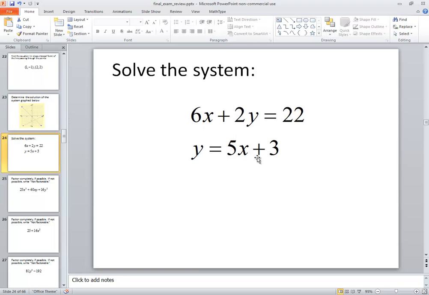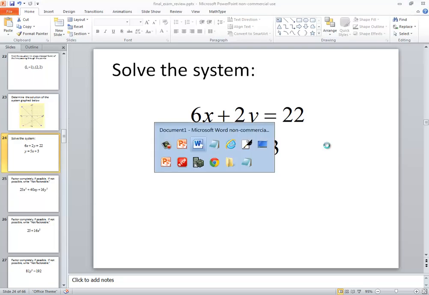Now why did I choose substitution? Whenever you have it solved for one of the variables already, then that's a perfect form for substitution. You could use the addition method, elimination, but typically substitution is going to be your best method.